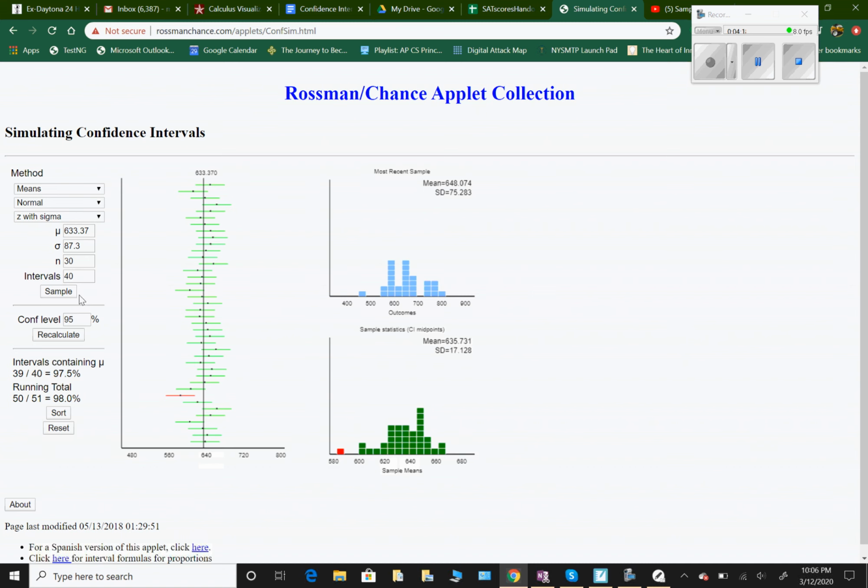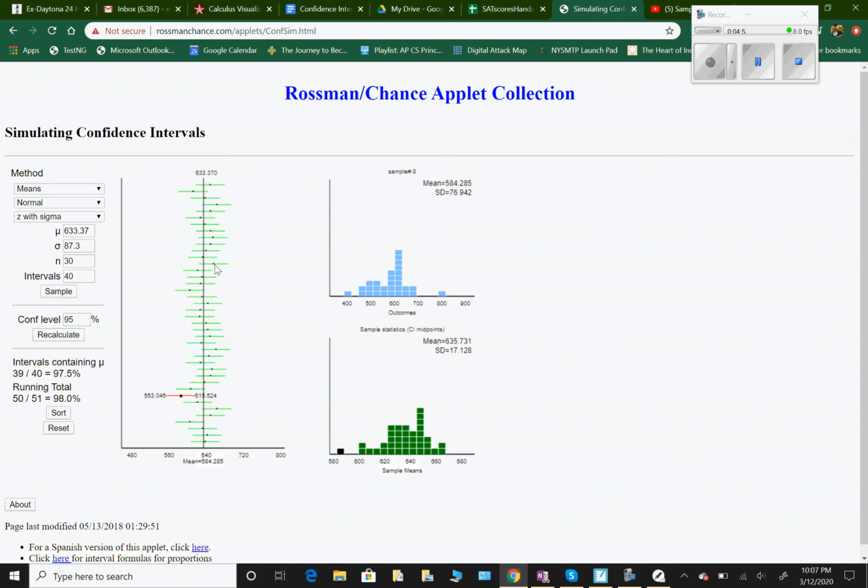Ooh, and something interesting happened. You'll notice that we have a bunch of green intervals and then this red one. And if you click on the red one, you'll notice that that interval starts at 553.045 and goes to 615.524 and does not capture the true population mean of 633. So this red interval represents one unlucky statistician working on their own. They made their interval, but their interval didn't capture the true mean. But all these other people with the green intervals are happy.